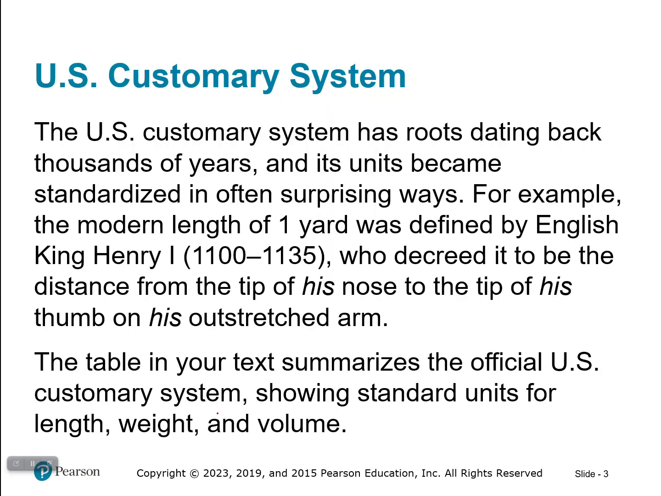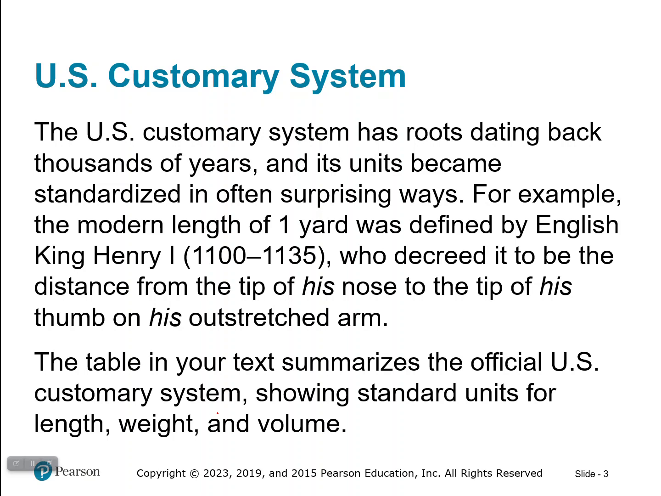Here we go. So there's two different ways of measuring things, and it's all the US's fault. The US has their customary system, and it has its roots dating back thousands of years, actually before the US was the US, and its units became standardized in weird ways. So the length of a modern yard, which we all know is 3 feet, 36 inches, was actually defined by the English King Henry I, who decreed it to be the distance from the tip of his nose to the tip of his thumb on his outstretched hand.